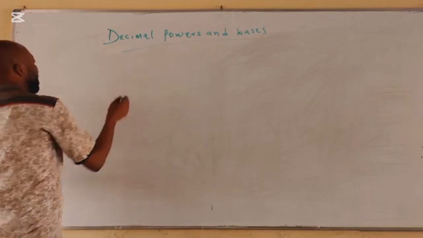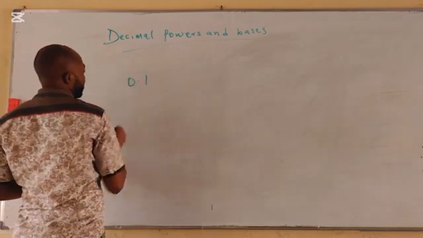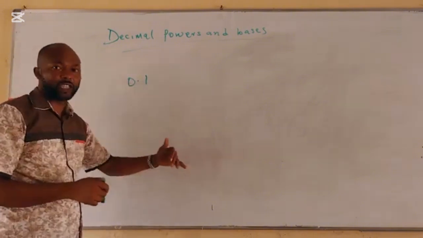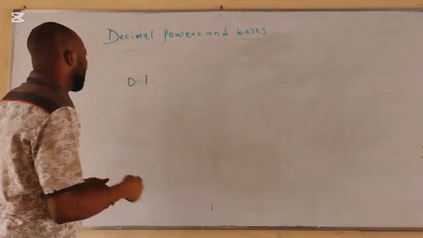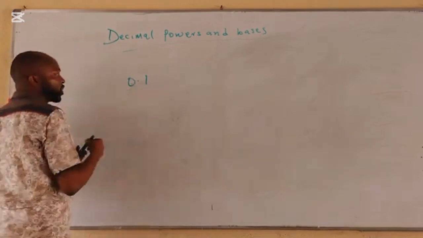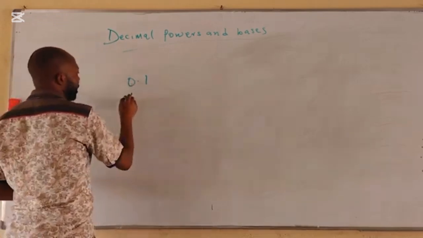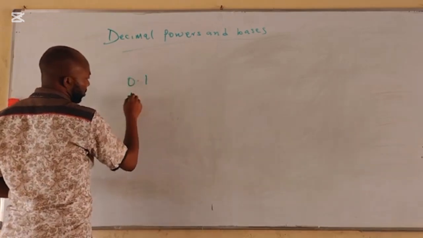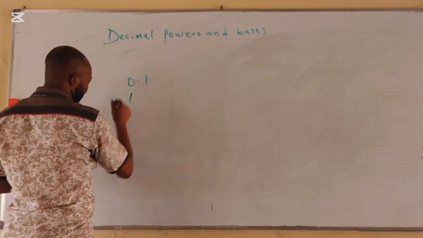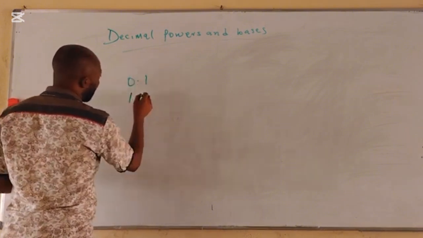If we have a number like 0.1, this is a decimal value, and we want to convert it into a fraction. How do we do that? Look here: the first digit, you turn it into 1, and the next one becomes 0.